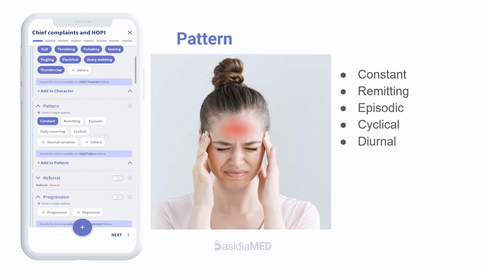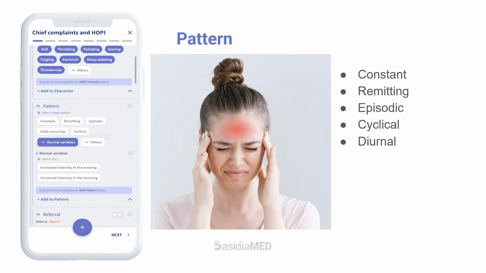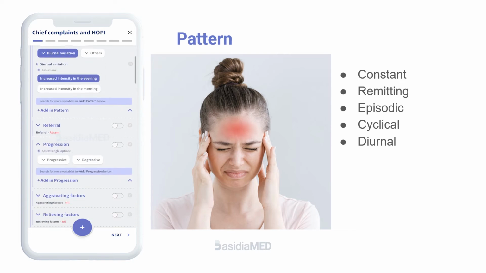Constant pain is seen in cluster headaches and nummular headaches. Remitting, acute pain is seen in migraines. Episodic pain lasting about 30 minutes is seen in tension headaches. Cyclical pain may be associated with menses. Diurnal variation may be seen in conditions such as glaucoma, where intraocular pressure rises towards the end of the day.